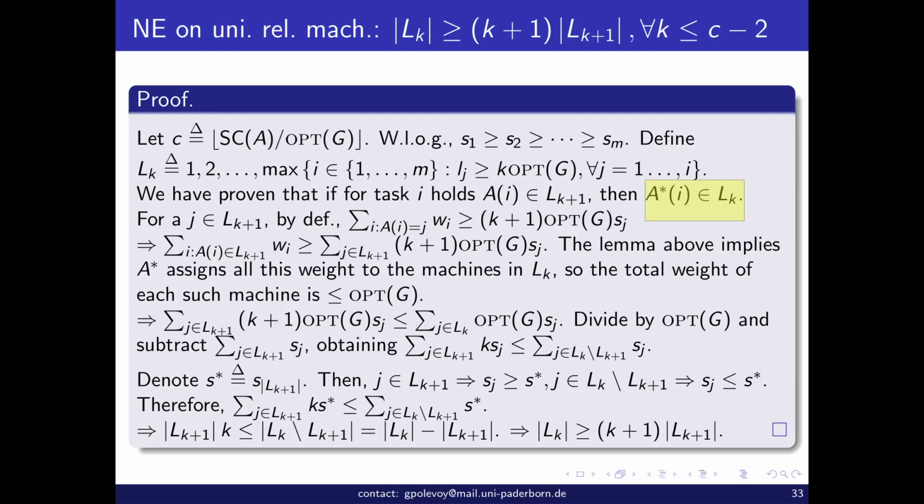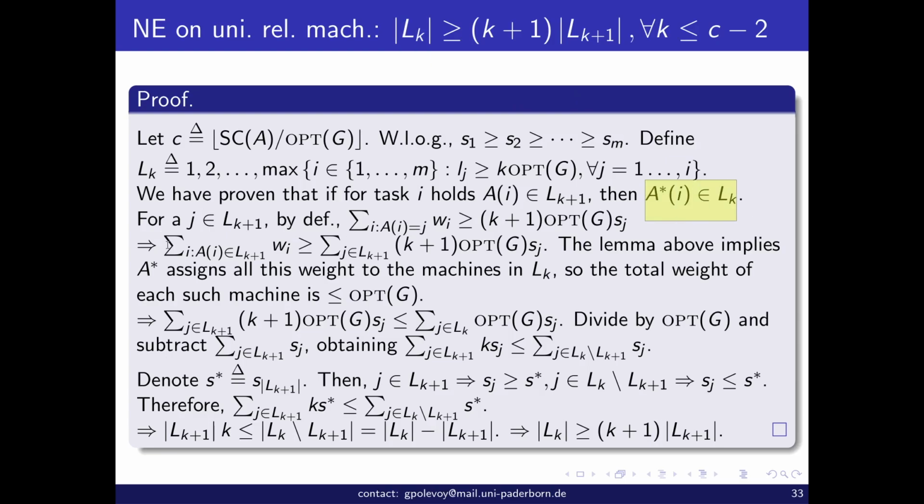That's the idea. Now we need to prove that the size of LK has to be large enough. Intuitively, if it's not large enough, we'll have a contradiction. We'll have too many machines, too many tasks going there, and it cannot be that too many tasks are going there.